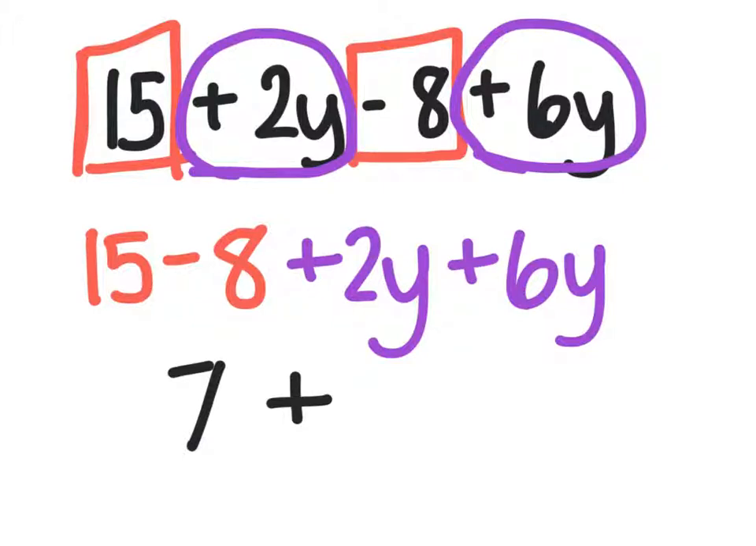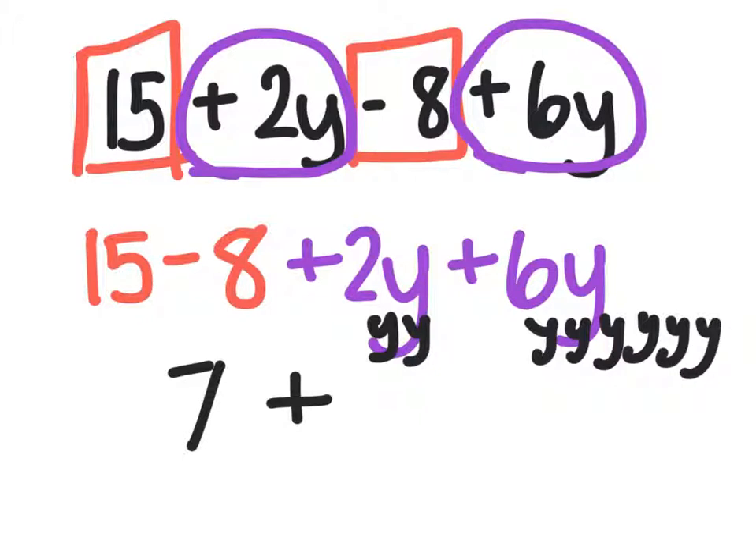Plus 2y, so that's a y and a y. And then y, y, y, y, y, y. 6 y's. That's where this number 6 comes from, it's just telling me how many y's I have. So I've got 2 y's plus 6 y's. That would be 8 y's altogether. So my answer is 7 plus 8y. I can't smush anything else together because this is over here talking about 7 regular numbers, and this is just talking about how many y's I have. So can't put y's with regular numbers. So that would be my final answer.